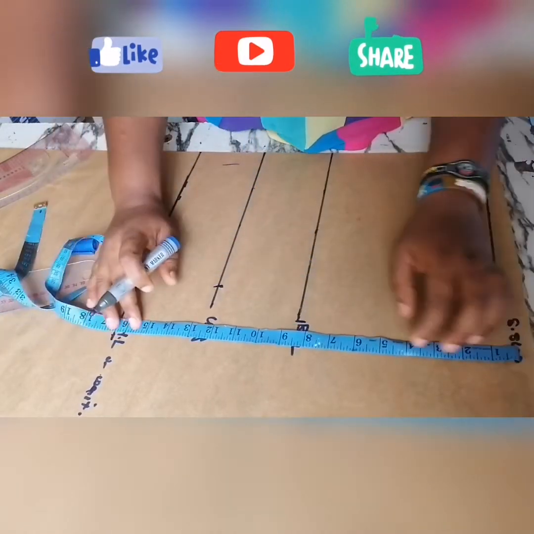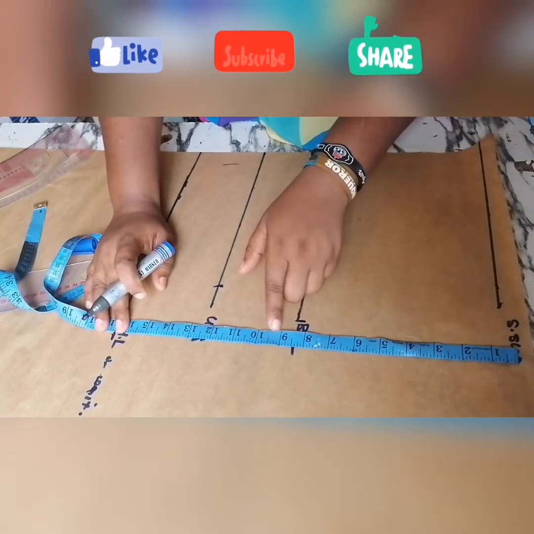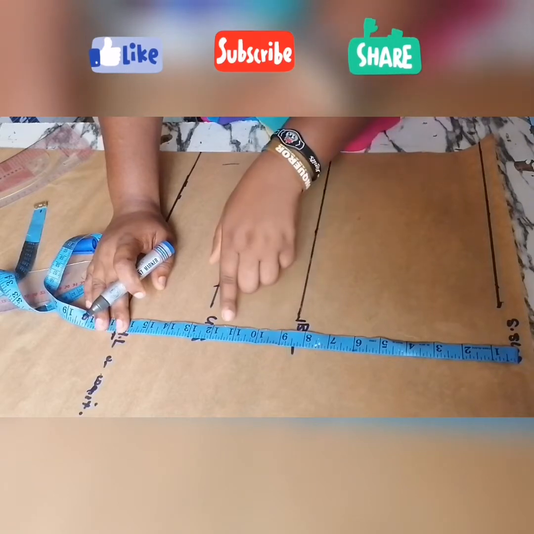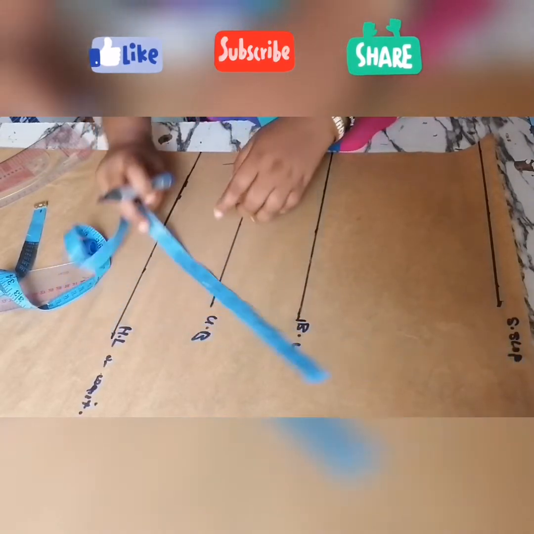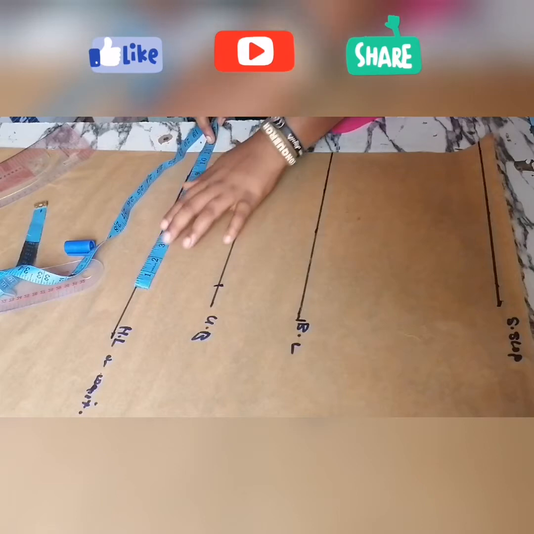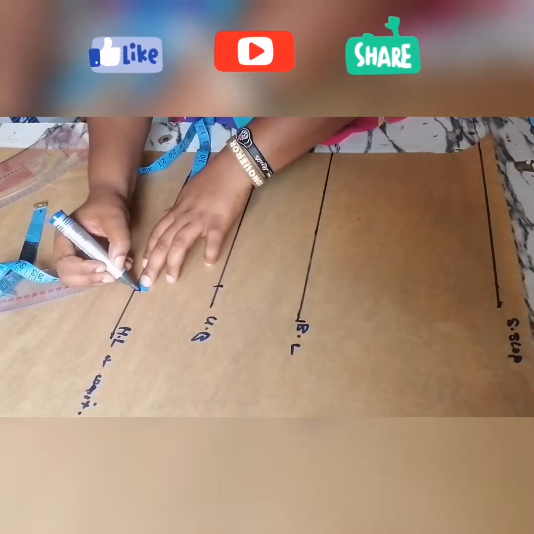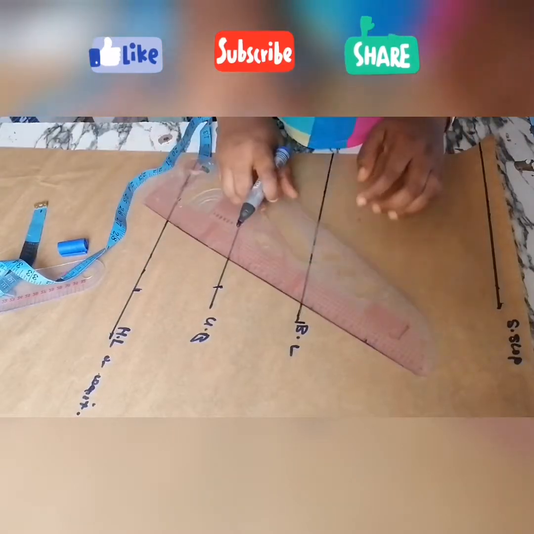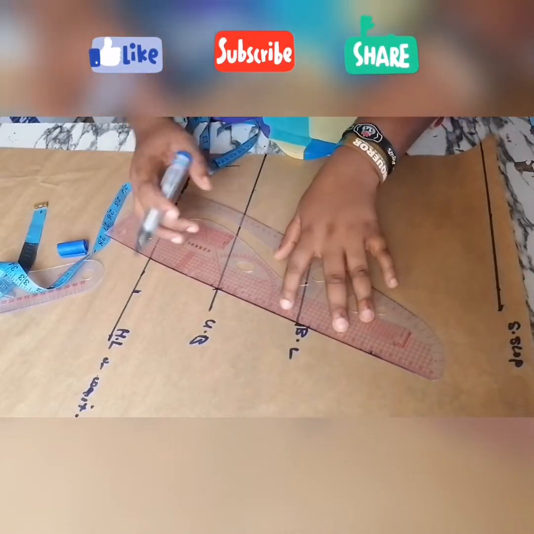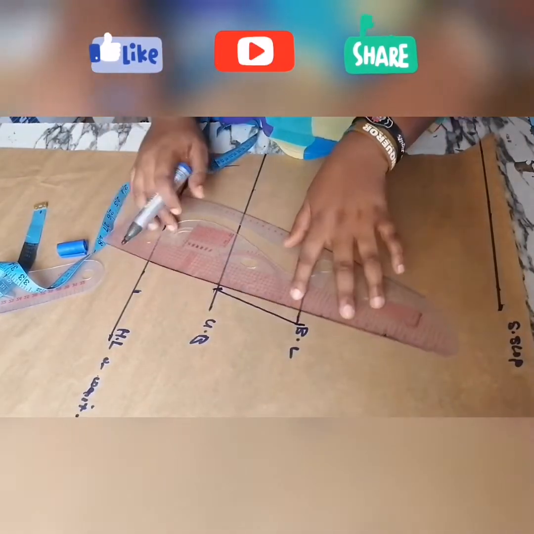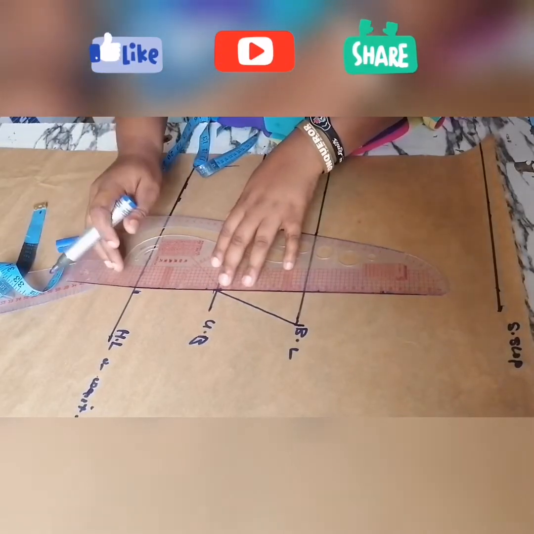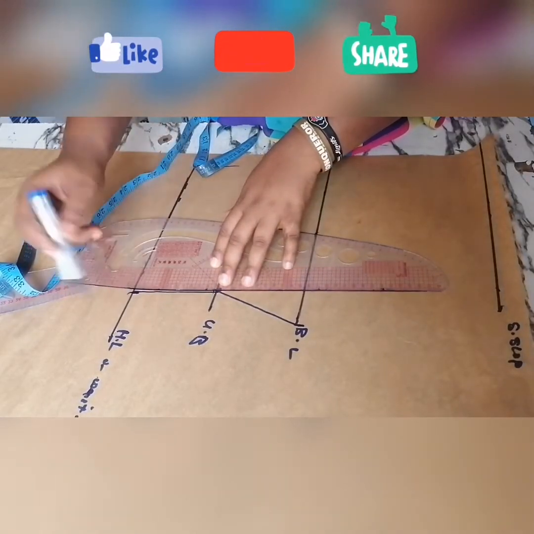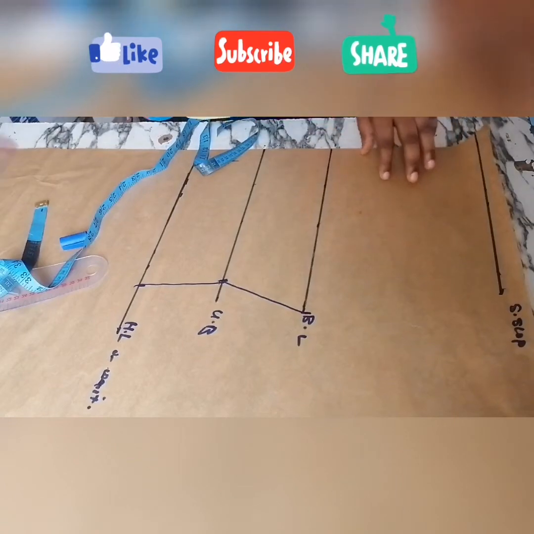Then for my waistline, my waist is 36. 36 divided by 4 will give us 9, plus 2 gives us 11. I'm going to be marking 11 at my waistline. Connect the dots together from my bust to my under bust, from my under bust to my waist. Connect them all together.